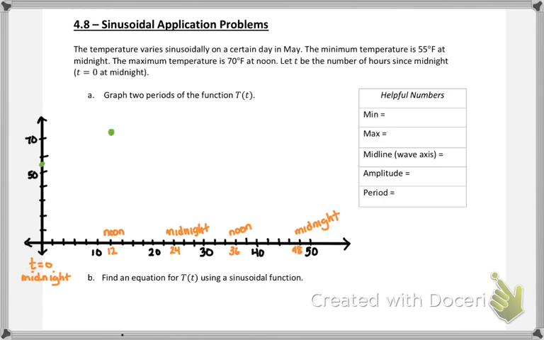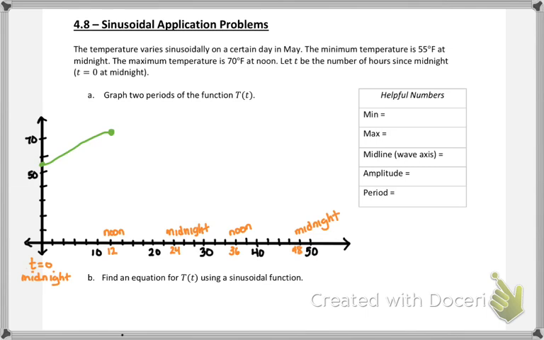Even though they only give us 2 points here, because we know it's a sinusoidal function, it fits a sine wave, all we need are the 2 points and then we can connect the dots, right? All we need is the high point and the low point, because I know that between the low point and the high point, it's going to cross over the wave axis somewhere, and then it's going to cross over again and hit another low and then go back up and hit a high.